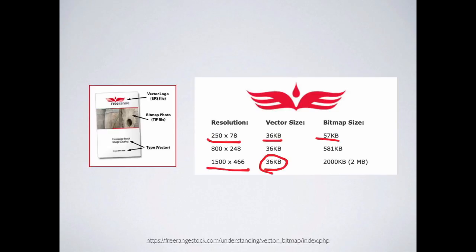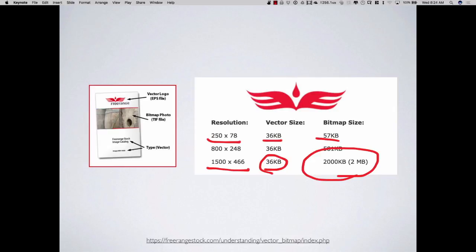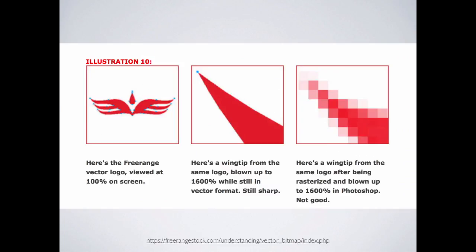The raster size right there is at 2 megabytes. That's a significant difference in file size, and a significant difference in computer power required to work with it. Now, obviously, a 2 megabyte image is nothing. It's not a big deal. But the concept is still the same. The vector is significantly lighter in terms of resources and size.